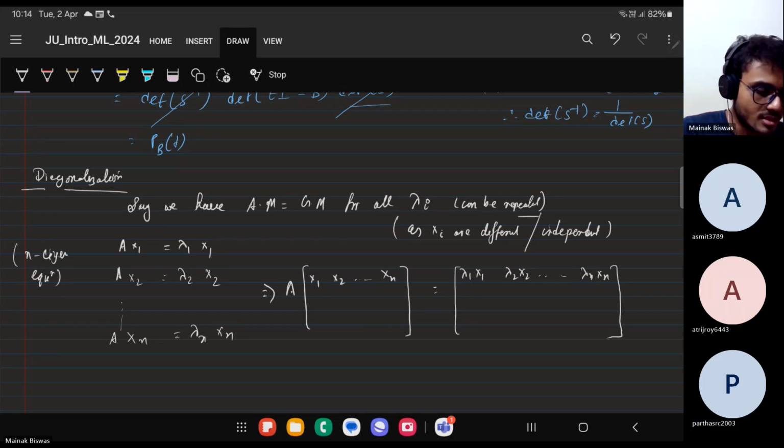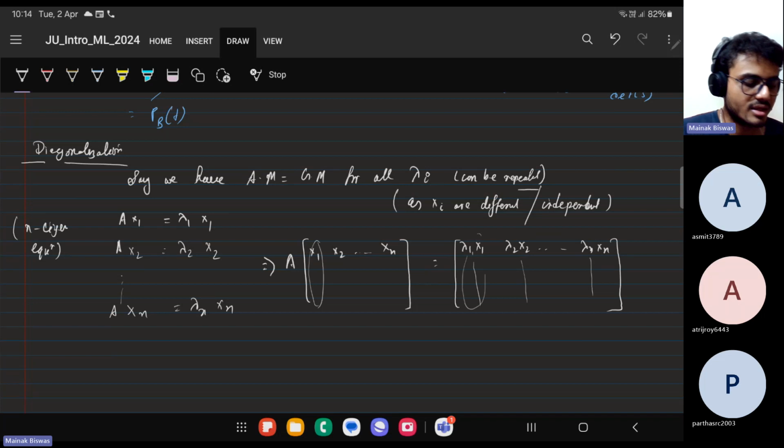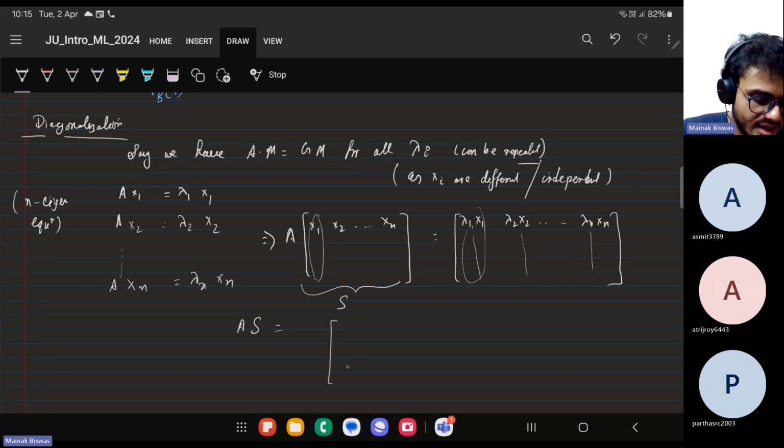Yes. Is it okay? Corresponding to each of the xi's, I'm doing the same column vector multiplication. Yes or no? Combination of columns, is it okay? Let me write this as S. So can I write this as x1, x2, dot, dot, dot, xn?